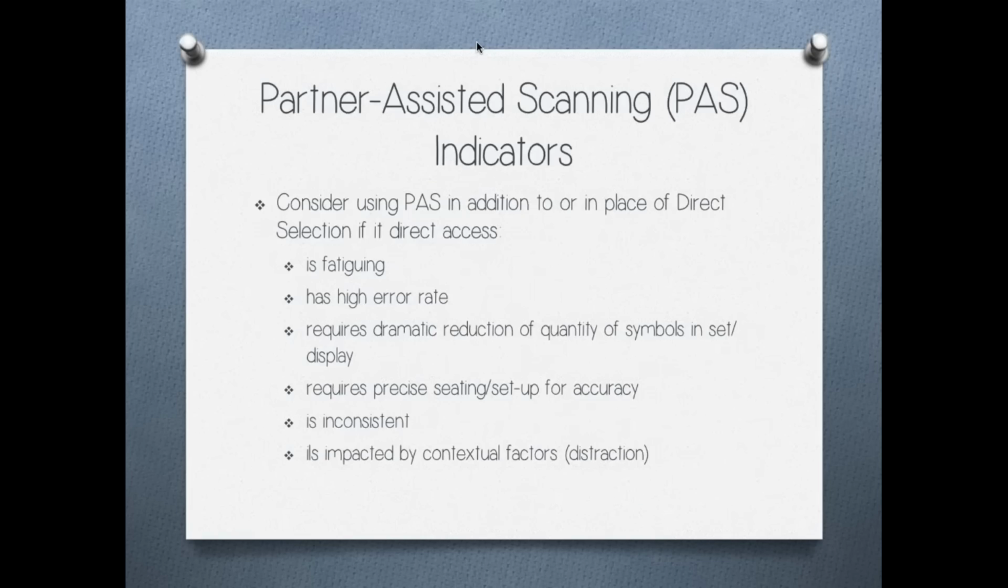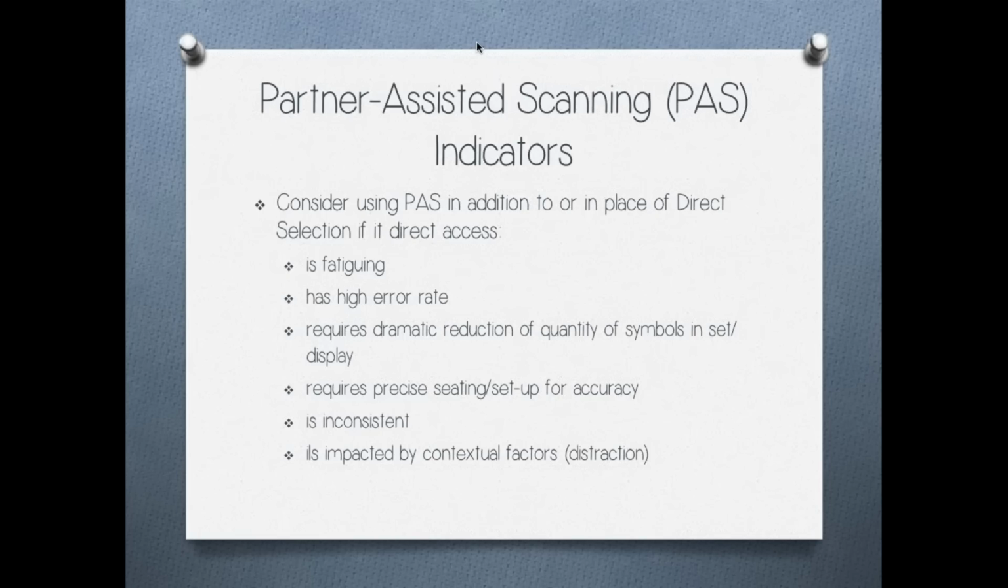So let's look at some of the indicators for the partner-assisted scanning that either would be in lieu of, or I'm going to encourage folks to think of it in addition to. I honestly think, just as I showed you with the real-life examples, that there's a place for direct selection and partner-assisted scanning for all of us. It's a matter of percentage of weight. How much do we put into one basket versus the other?